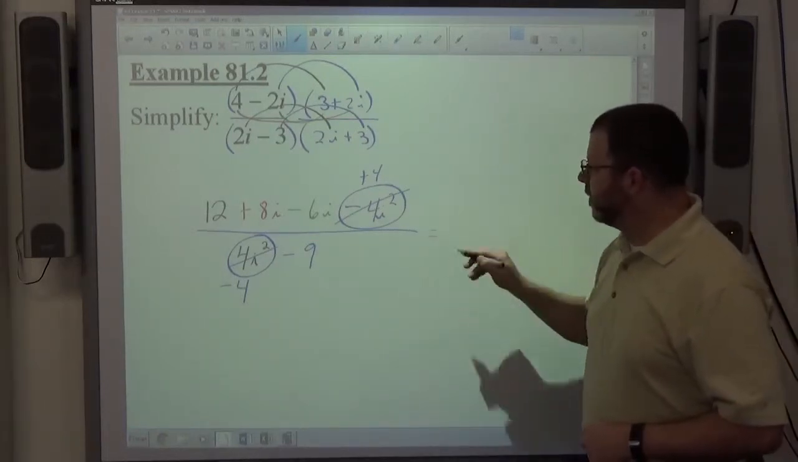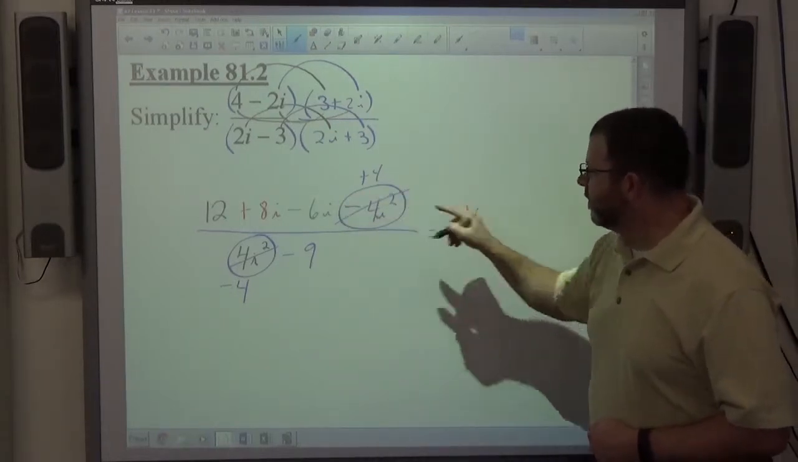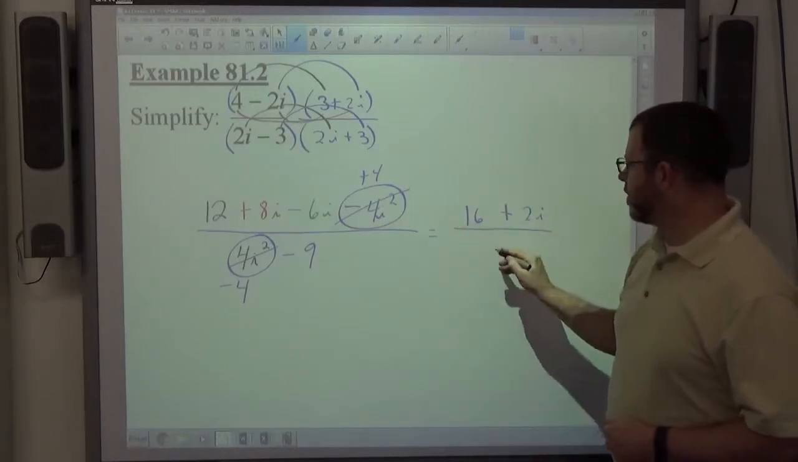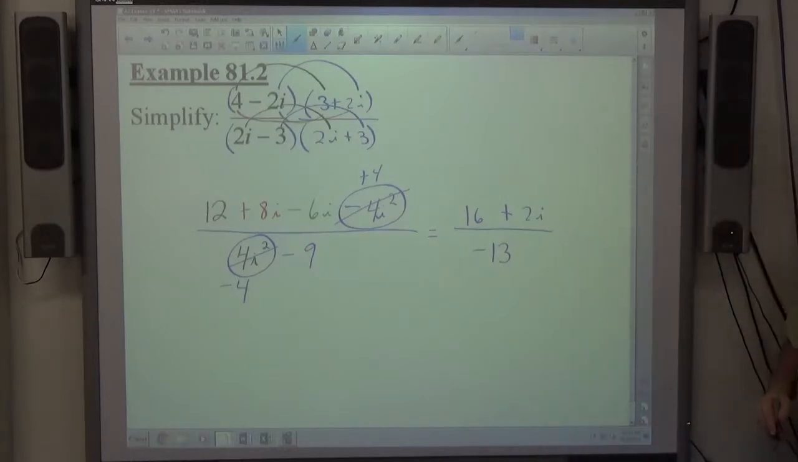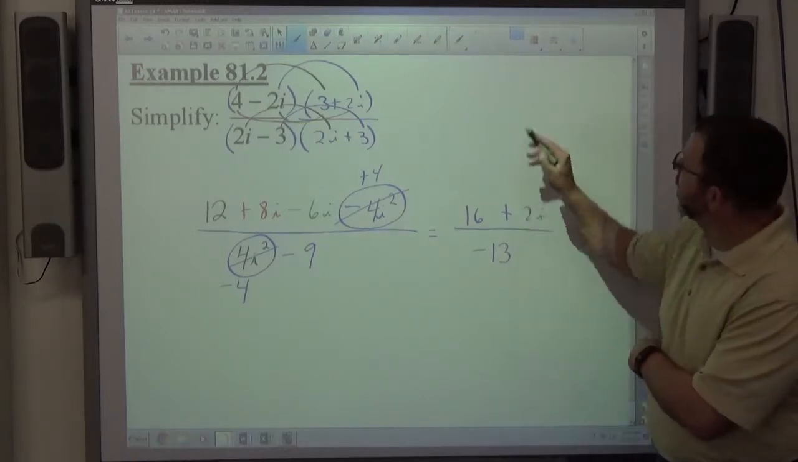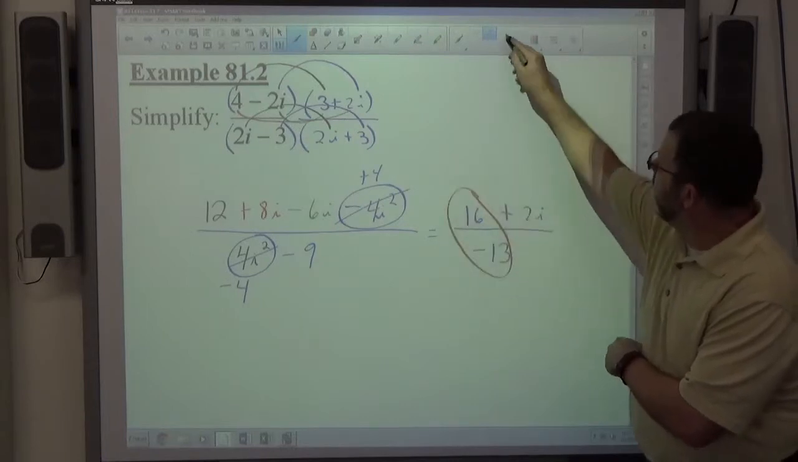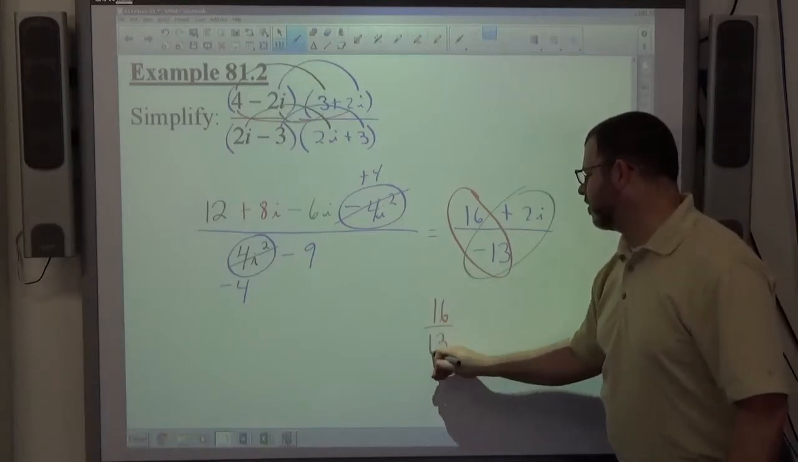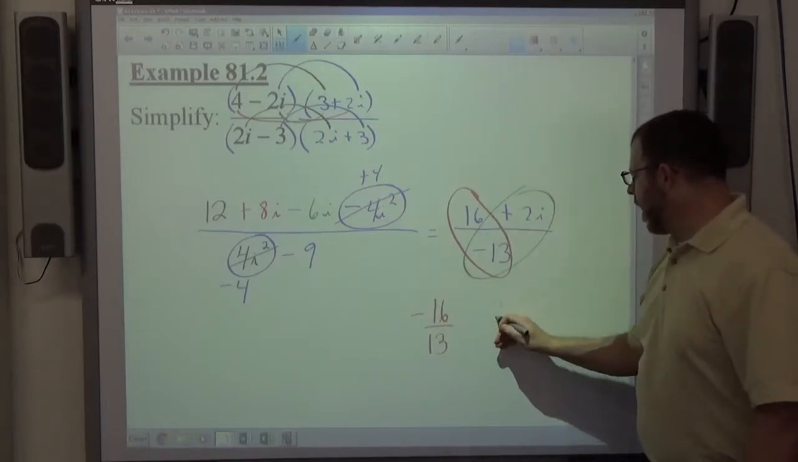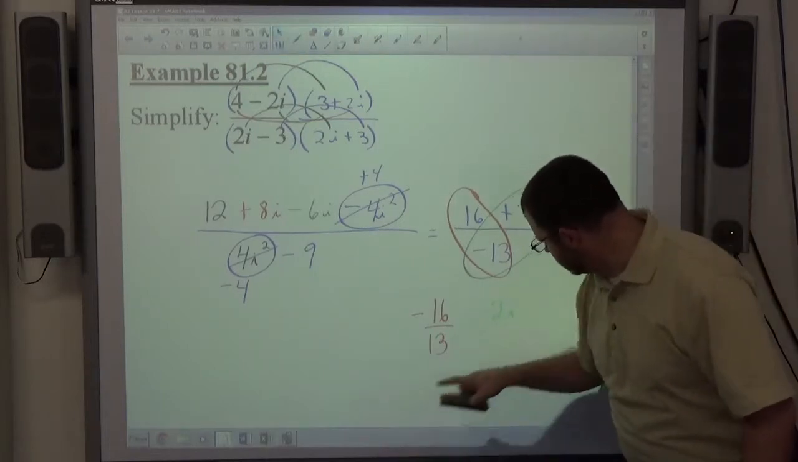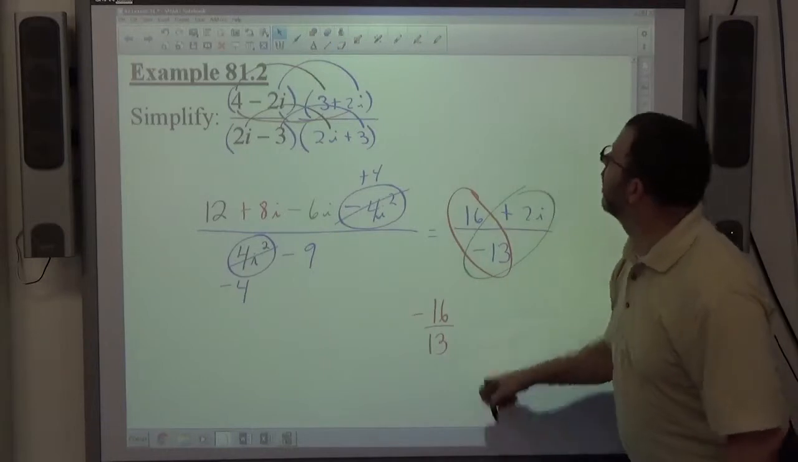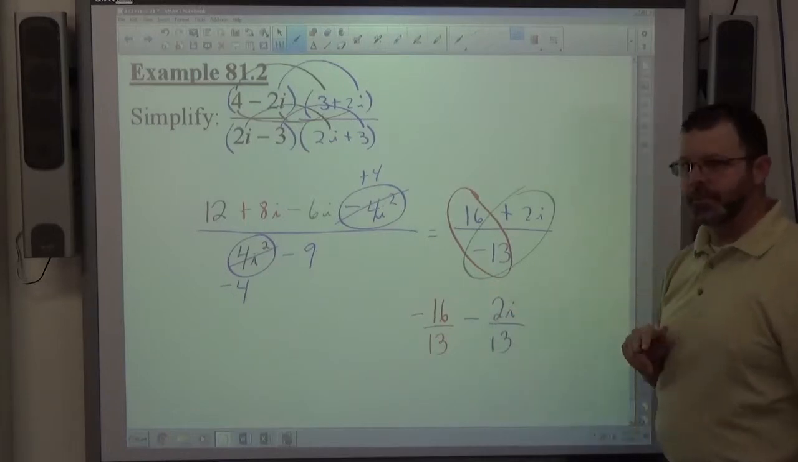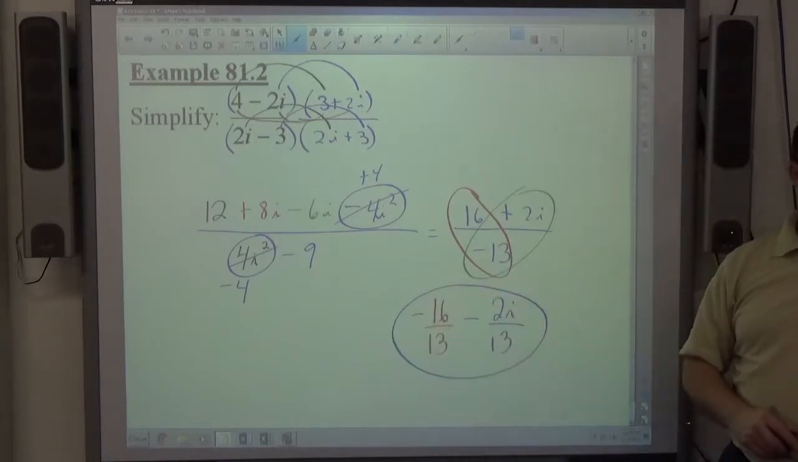So our end result is 12 plus 4, which is 16. 8 minus 6 makes plus 2i. And all that goes over -4 minus 9, which is -13. So my final solution then is, again, I want to break it into a real answer and an imaginary answer. So I'm going to write 16 over 13, and that'll be negative because the signs are opposite. And 2i over 13, that's also negative. And that's our answer.